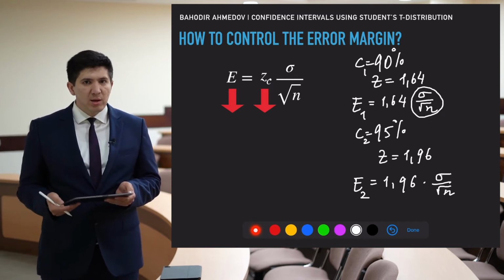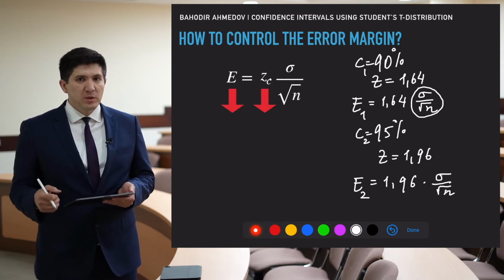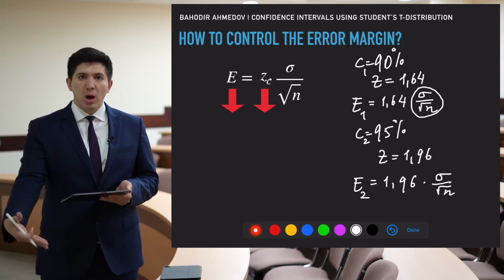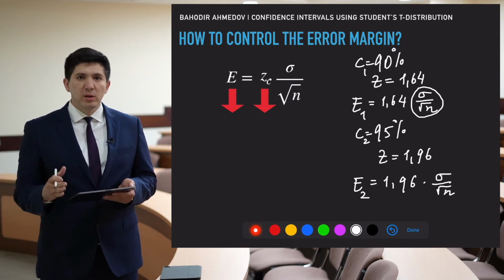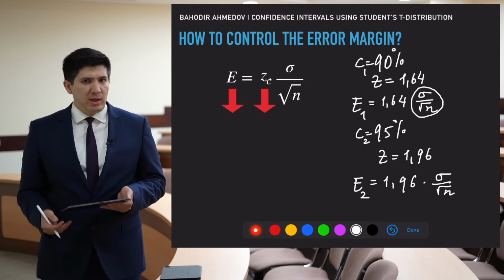Well, in this case, the error margin for the higher confidence level is bigger. So it means that if you would like to be more and more confident about your interval, you need to choose the interval bigger and bigger, which totally makes sense.